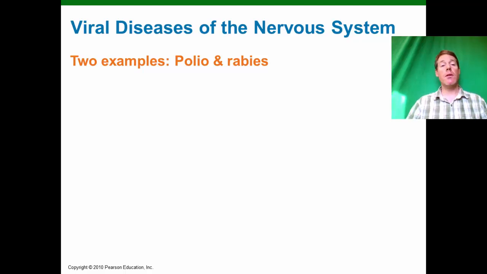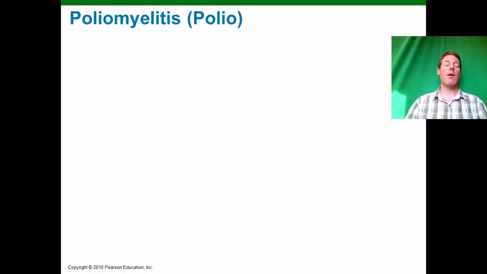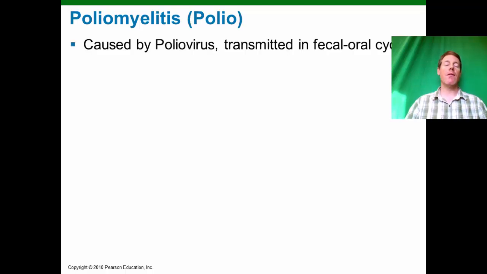Okay, now a couple of notes on viral diseases of the nervous system. I'm going to mention briefly two examples, polio and rabies. Polio is short for poliomyelitis. This is caused by the polio virus, which is transmitted in the fecal-oral cycle. That's a bit of terminology I want you to become familiar with. We've talked about that a little bit already.